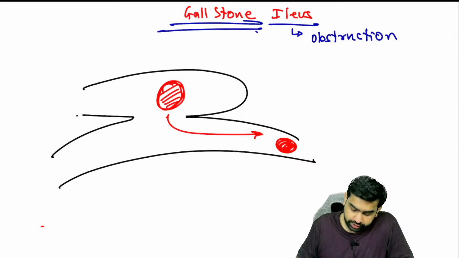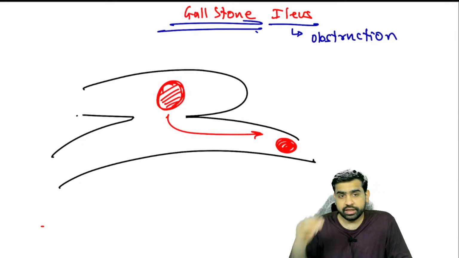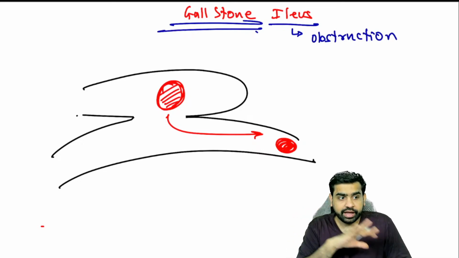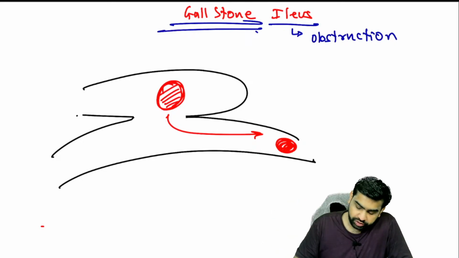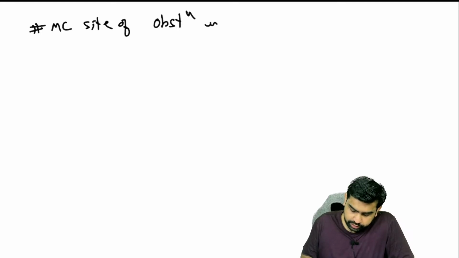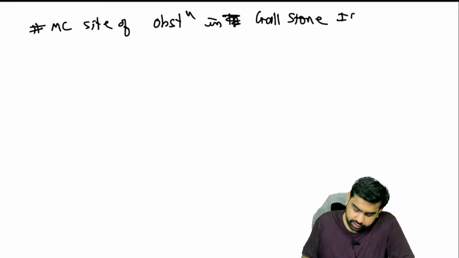Please try to understand this point. Everybody understood what is happening? A gallstone erodes through the wall of the gallbladder, enters the intestine, goes distally and causes an obstruction. The important question they ask here is: what is the most common site of obstruction in gallstone ileus?